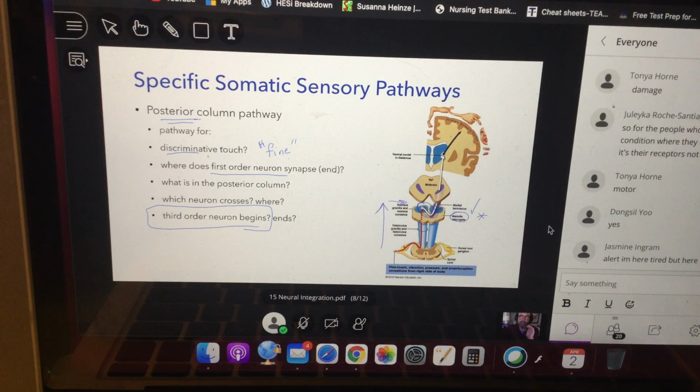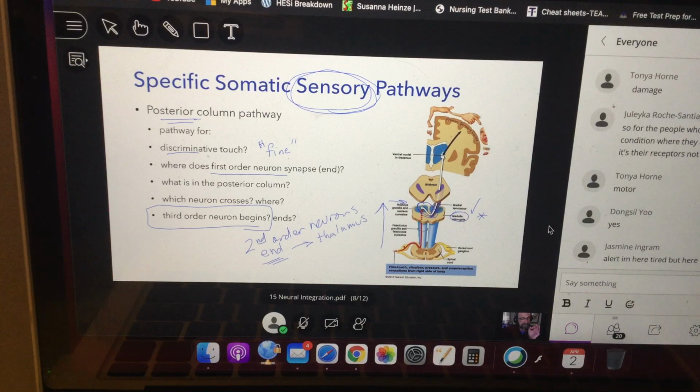This is not completely true, but it is true for the pathways we want you to know. For all the sensory pathways we want you to know, for all of them, second order neurons end at the thalamus.